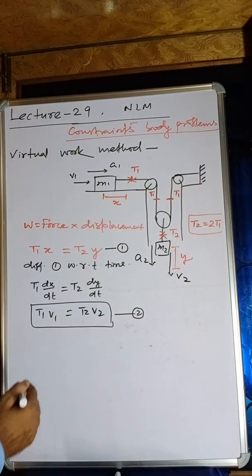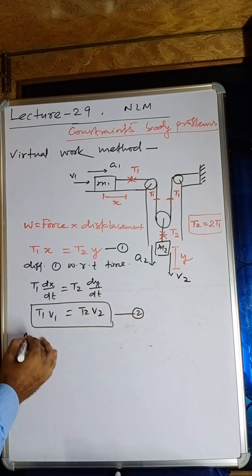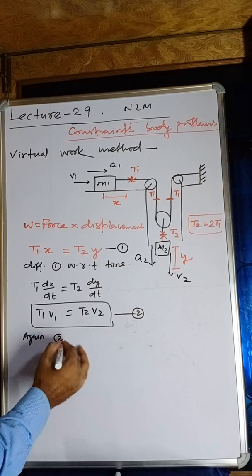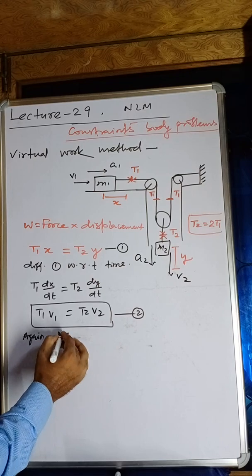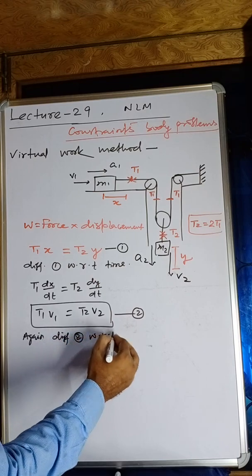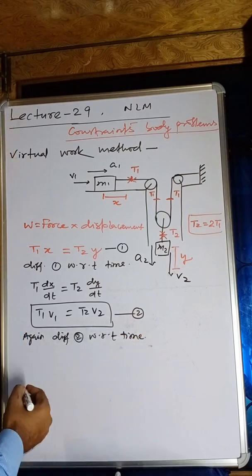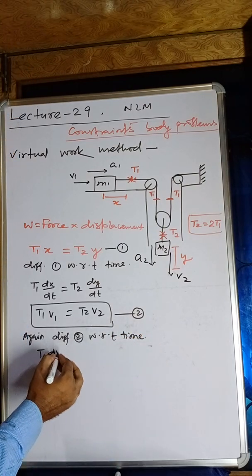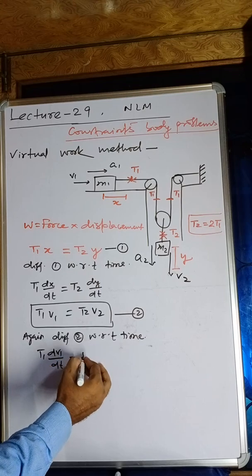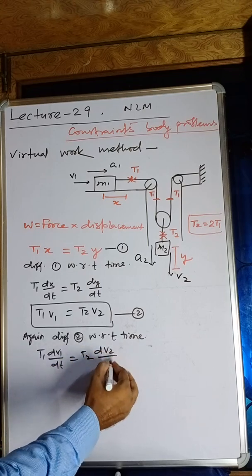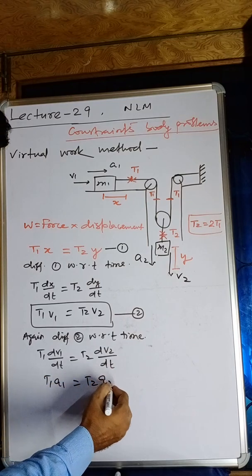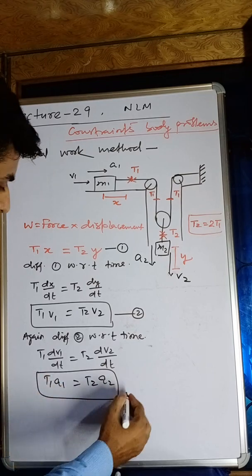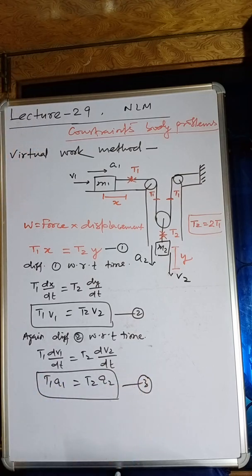Now, again differentiating equation 2 with respect to time. What will we get, my dear student? Here t1 again is a constant, dv1 over dt is equal to t2 constant, dv2 over dt. So it will be t1 a1 equals t2 a2. This is equation 3. The 3 important equations we got.